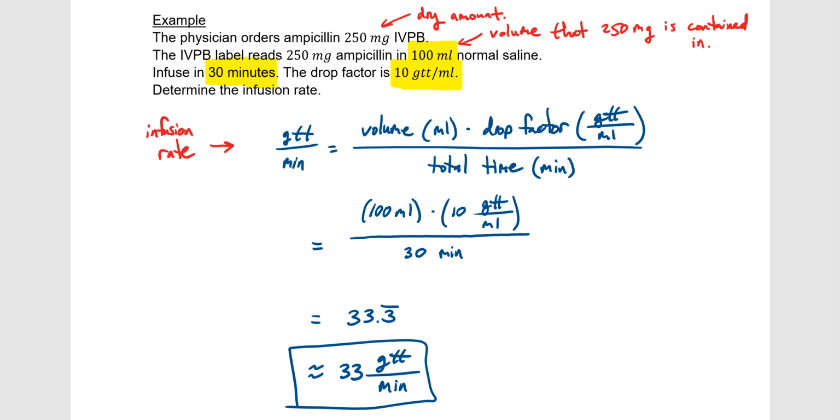So plugging everything in, we have 100 milliliters times 10 drops per milliliter divided by 30 minutes. We end up getting 33.3 repeating. Rounding that to the nearest whole number is 33. So our infusion rate is 33 drops per minute.